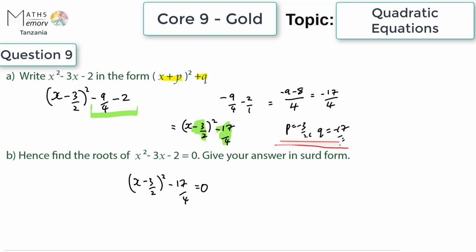So let's get this minus 17 over 4 to the other side. Let's do it like this. x minus 3 over 2 squared equals 17 over 4. Now let's square root both sides. So x minus 3 over 2, we'll get rid of the brackets, equals the square root of 17 over 4. We'll put a plus and a minus because you can have positives times positives to give you this, or negatives and negatives to give you that.